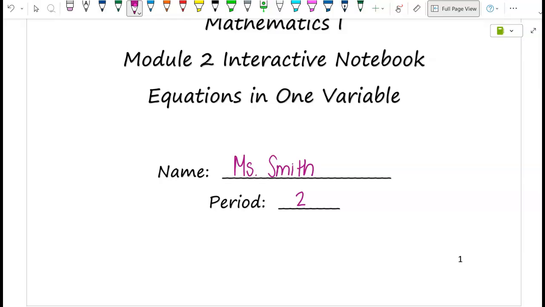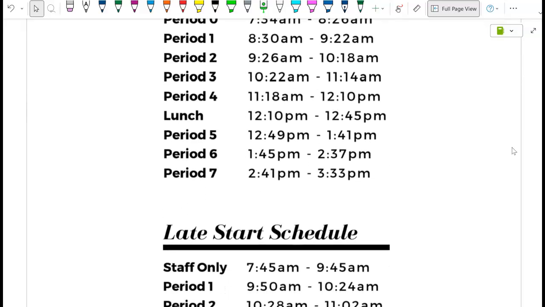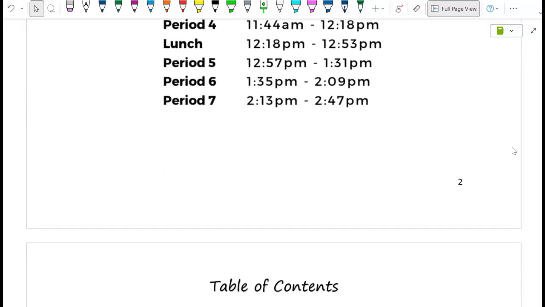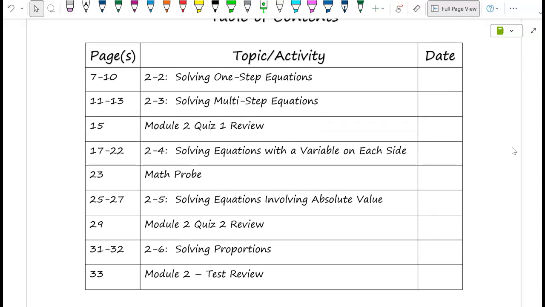And when you open up the packet, you'll notice the back side of this title page is the same bell schedules. The packs are structured like the last one. Now it is bigger. I told you the last unit was a small review unit. There is some review in this unit, but then there is more we're moving on to. So we have our bell schedules. We get to our table of contents.